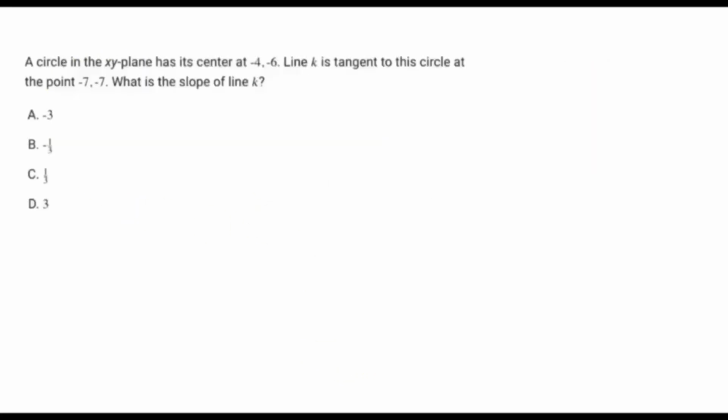A circle in the xy plane has its center at coordinates (-4, -6). Line K is tangent to the circle at the point (-7, -7). What is the slope of line K? So this is an interesting problem because when you talk about geometry on the SAT, you don't really get too much into the obscure concepts. So we have tangent lines on a circle. This one thankfully is quite simple and straightforward, so I'll show you how it's done.